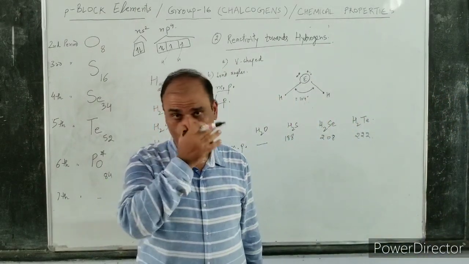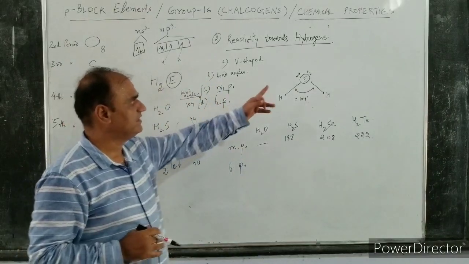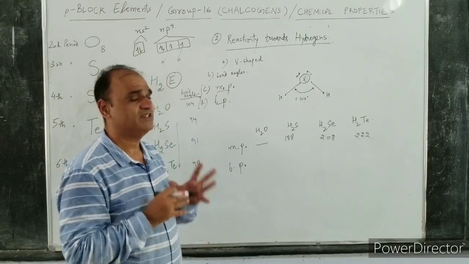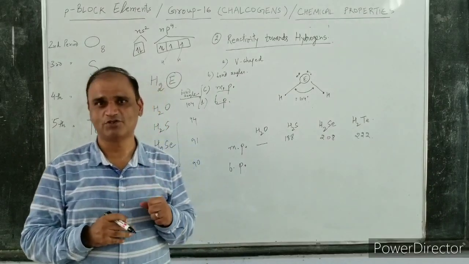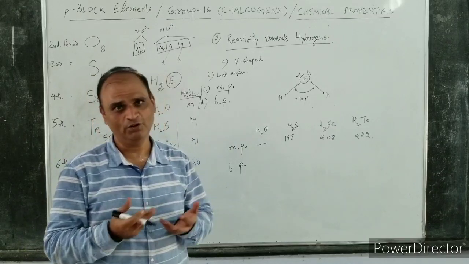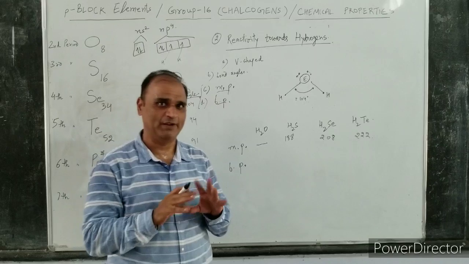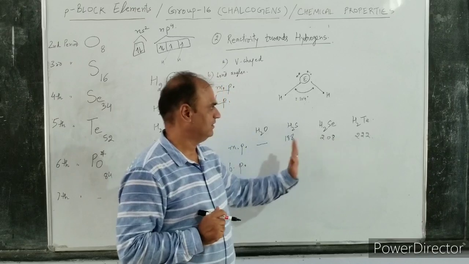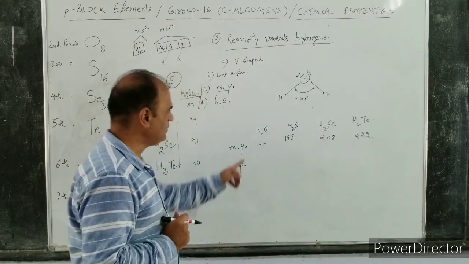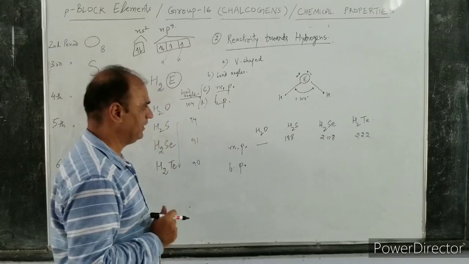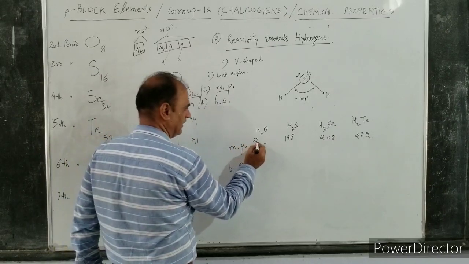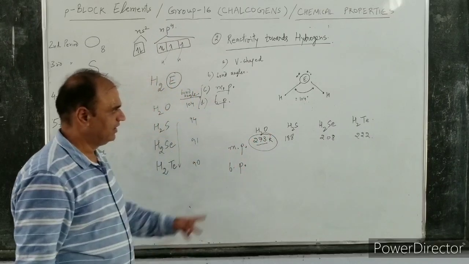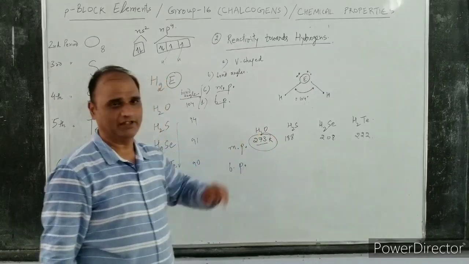Because on moving down the group, the molecular sizes are increasing due to the increase in size of the central atom. When molecular size is increasing, the strength of van der Waals forces of attraction will go on increasing. You know, the strength of van der Waals force directly depends upon the size of the molecule. But what we see here, if we see the melting point, or you can say freezing point, of water, it is 273 Kelvin. As per our concept, it should be lesser than 188.